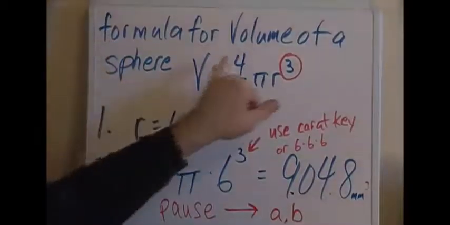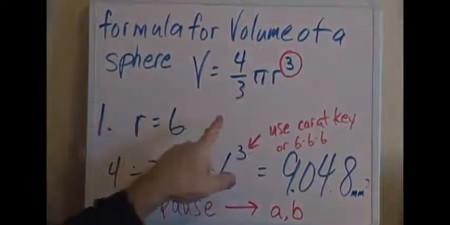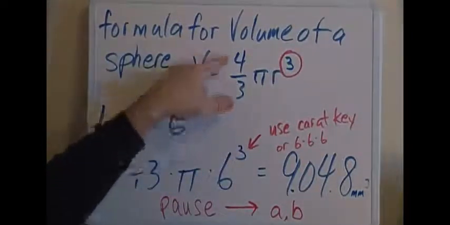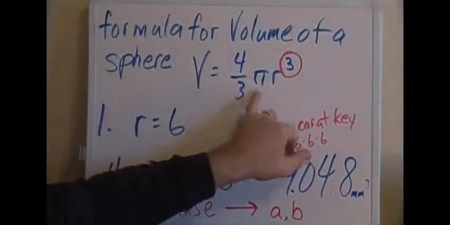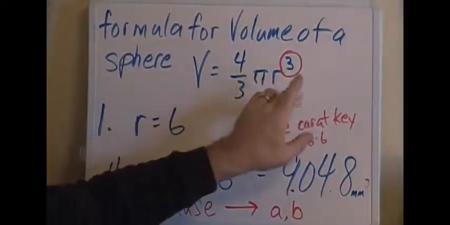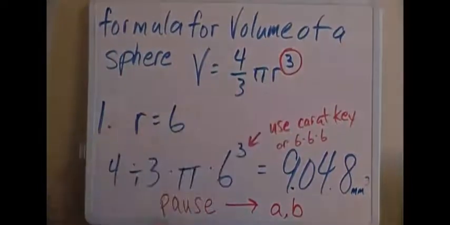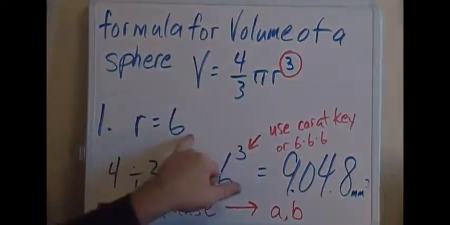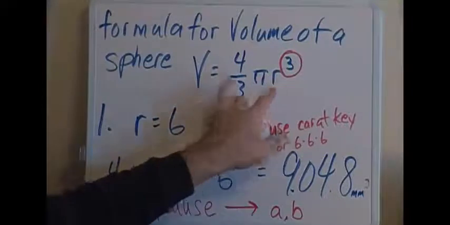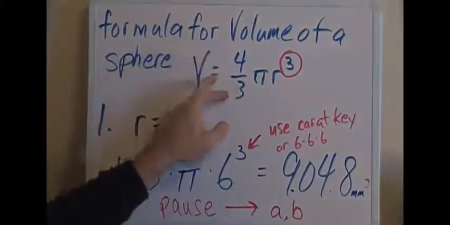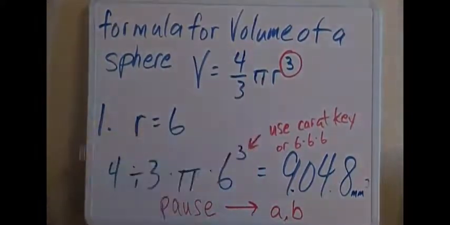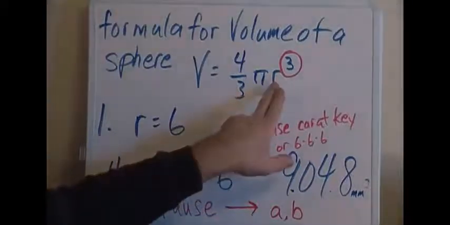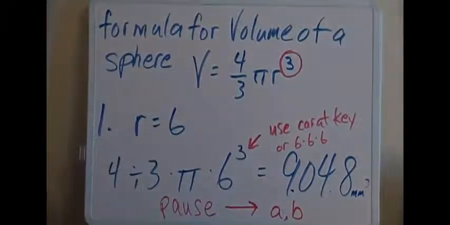First of all, the formula for the volume of a sphere is 4/3, 4 over 3, times pi times the radius cubed. Notice that the radius is cubed here. So it's really simple. You're always going to need the radius, and that is the only value you need. The rest of them are constants, 4 over 3, and of course pi. So we just take the radius, plug it in this spot here, and away we go.